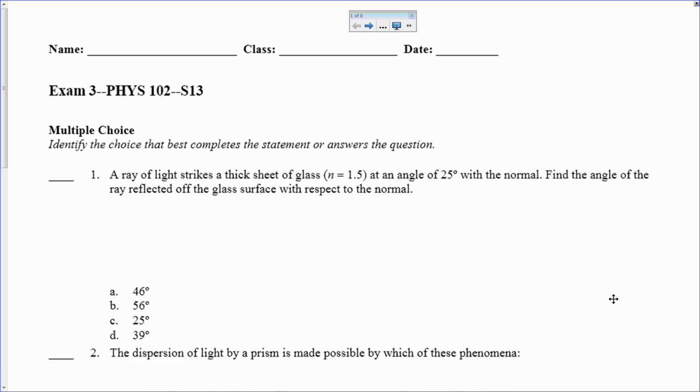It's exam 3 for physics. This is for Physics 202, S13.